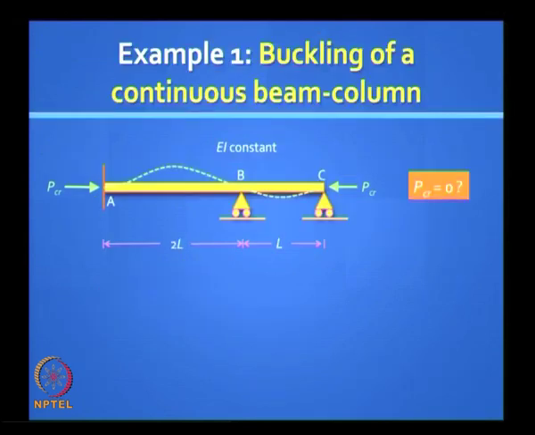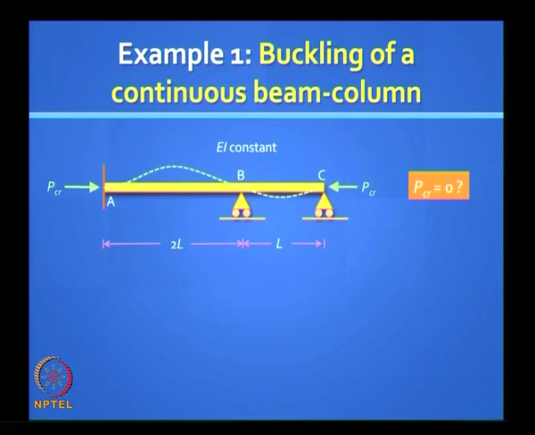Now let us do some problems. I want to quickly show you how the slope deflection method can be used to solve the elastic instability problem. That means let us take a problem like this, a 2-span continuous beam column. I first want to know, if I were to apply an axial compressive load, what is the maximum load it can take? It is going to buckle, right.